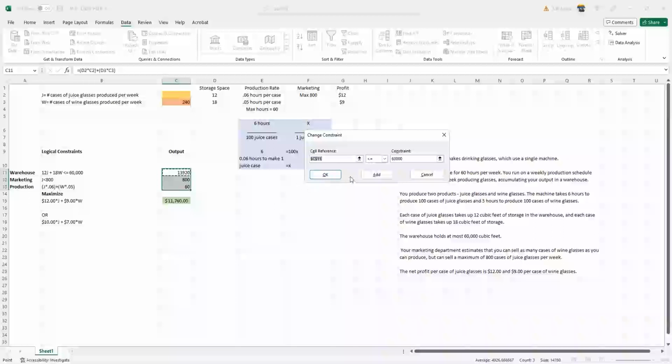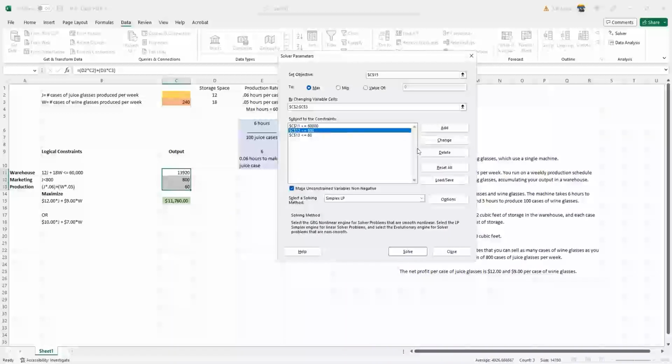And what is the Boolean operator? Boolean operator greater than, less than. Remember that from algebra? So you can select less than or equal to, and the constraint is 60,000 feet. You can add that. I'll just click OK. We'll go into the second one here.